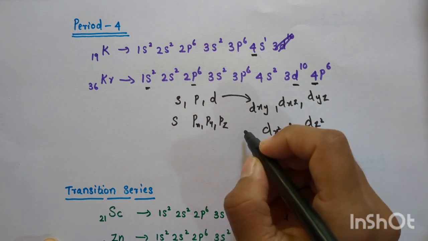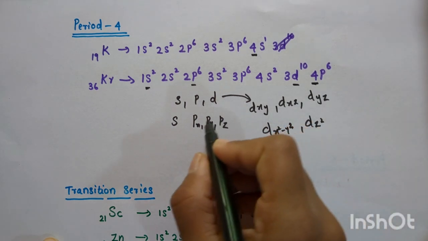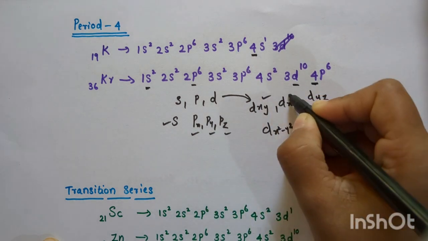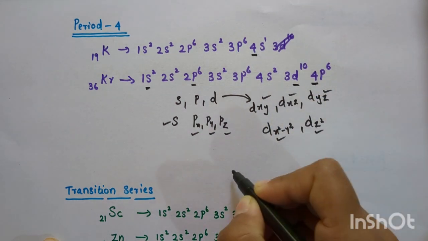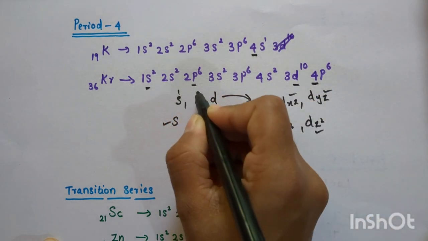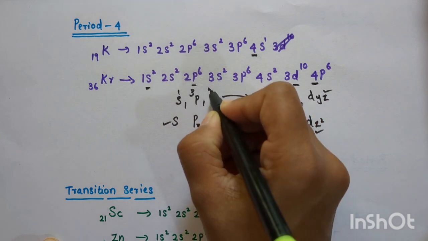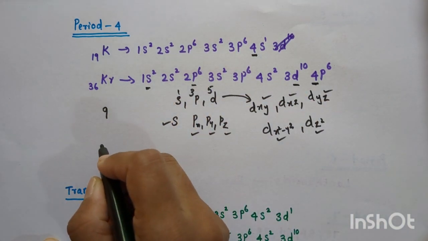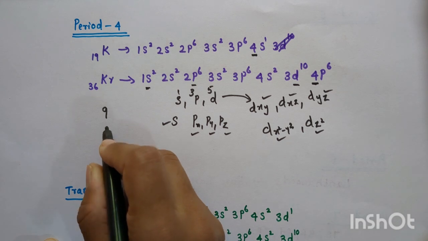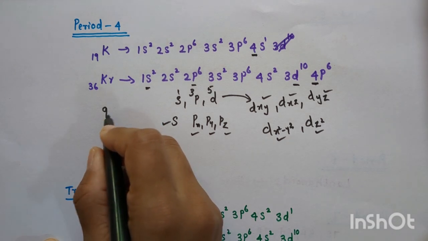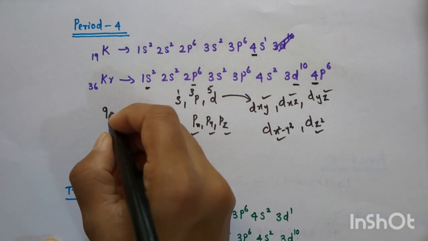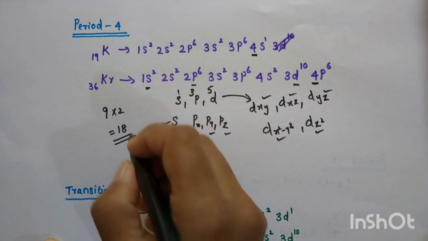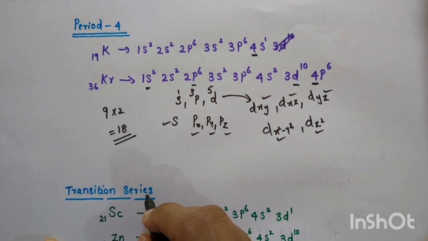So how many atomic orbitals are available in the fourth period? 1, 2, 3, 4, 5, 6, 7, 8, 9. 1 s orbital, 3 p orbitals, and 5 d orbitals. So a total of 9 orbitals are available in the fourth period elements. So what will be the number of elements? Twice the atomic orbitals available, that is 9 into 2, which is 18 elements in the fourth period.